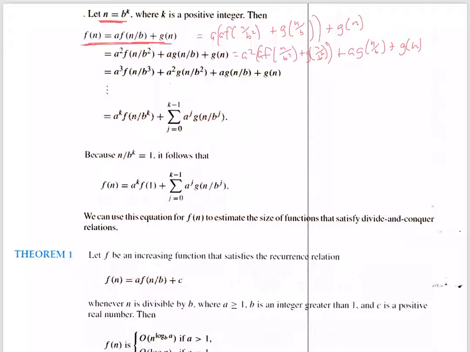We're going to do the same thing for f(n/b), and we're going to say that f(n/b) is equal to a times f(n/b squared) plus g(n/b). We'll distribute this a through that parenthetical statement, and we end up getting this statement right here: a squared times f(n/b squared) plus a times g(n/b) plus g(n).